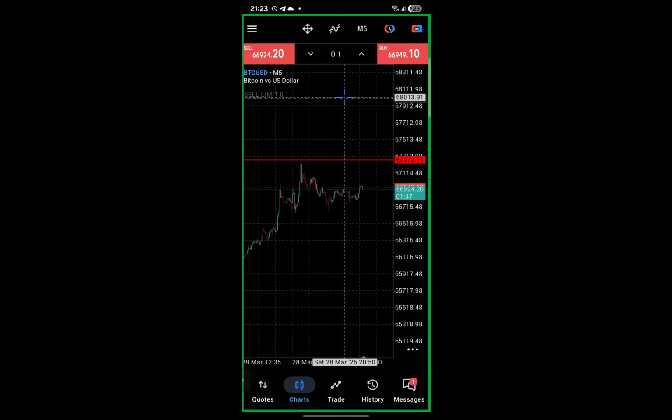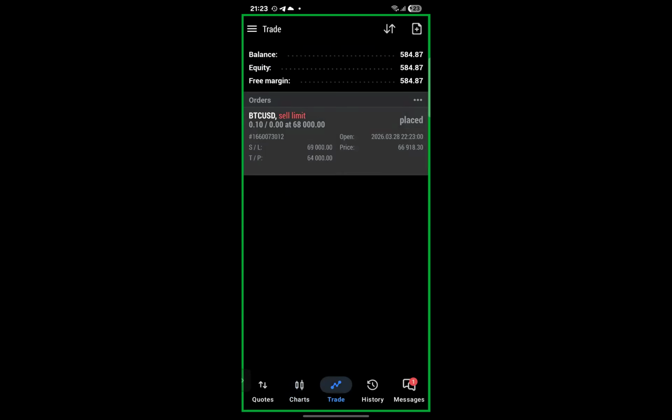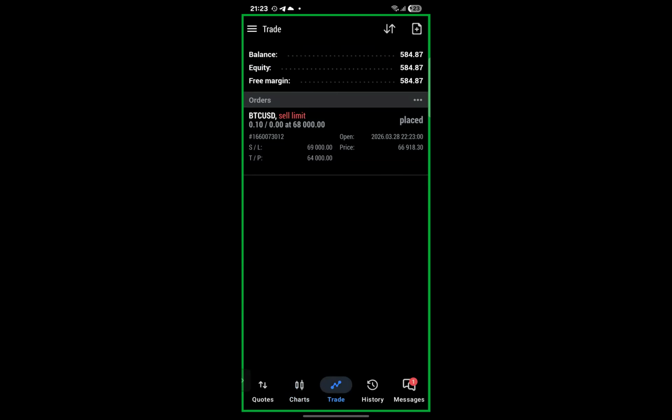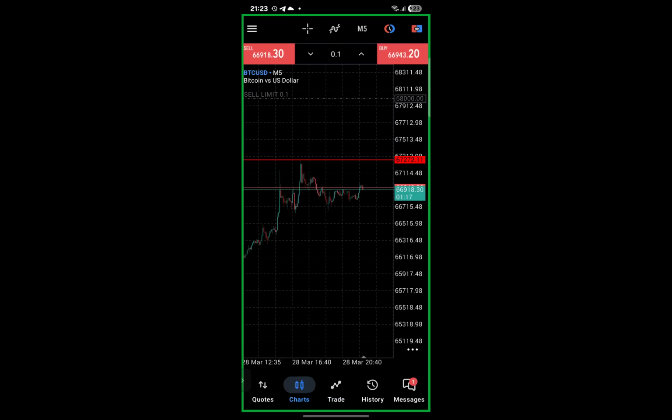So what this sell limit basically means is that, broker, I will not be on my phone every single time. I don't know when Bitcoin will hit this price. I may be sleeping when it does that. But whenever it gets to this price, enter a sell trade for me, use the stop loss and use the TP. So once it gets to that point, you'll see a sell trade automatically.